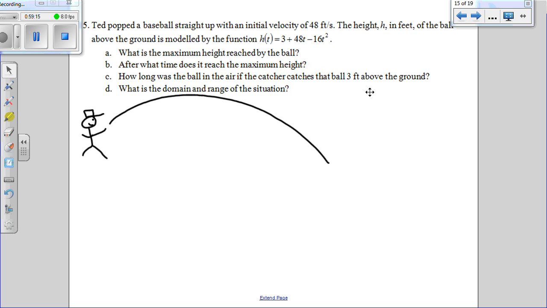That's all I got from the question the first time I'm reading it. The guy hit a ball. Right? The second time I read it, I try to actually draw some info out of it. So, Ted popped up a ball straight up with a velocity of 48 feet per second. I don't know what that means, but I'm going to say velocity equals 48.